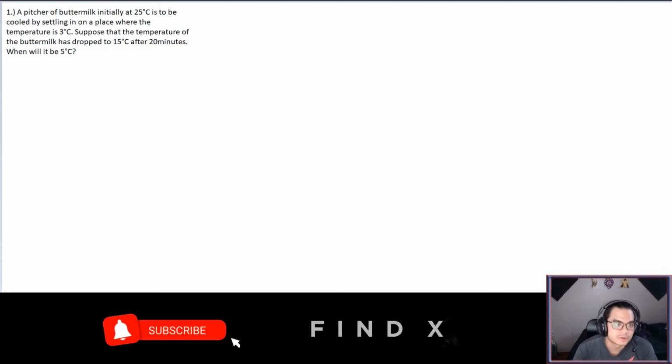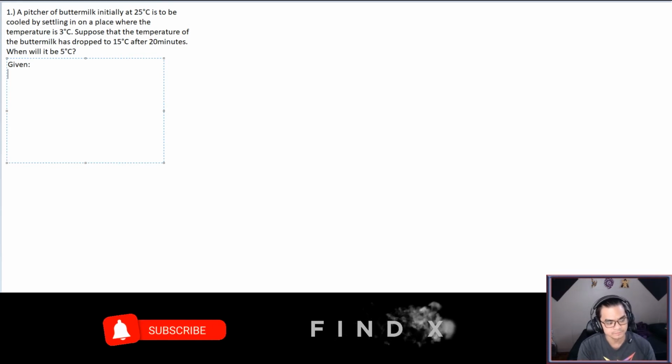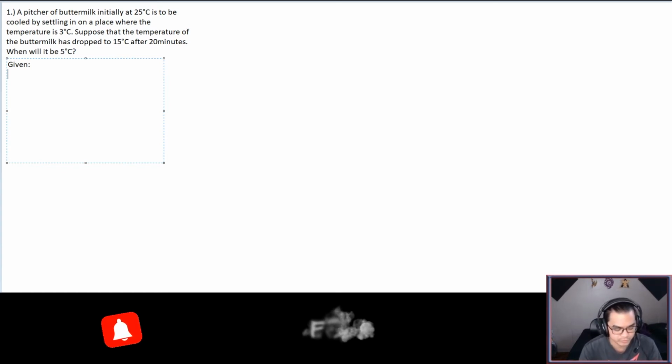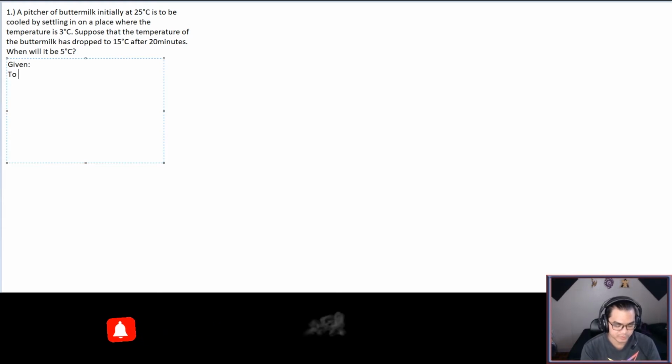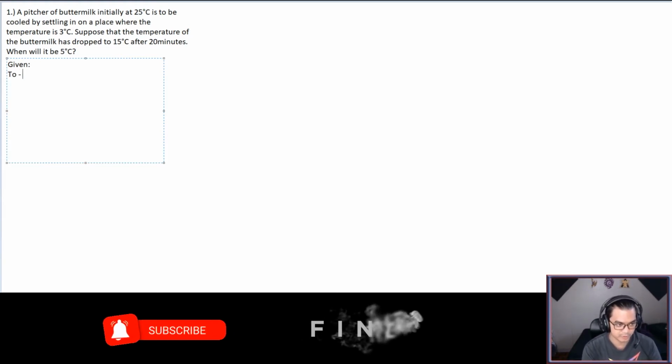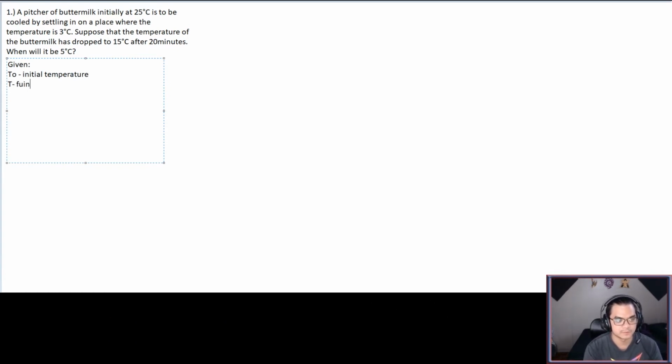Okay, so let's put all the givens first. Okay, so we have given initially 25 Celsius. So we have T0, this will be the symbols that I will use. So T0 is your initial temperature. T is your final temperature.